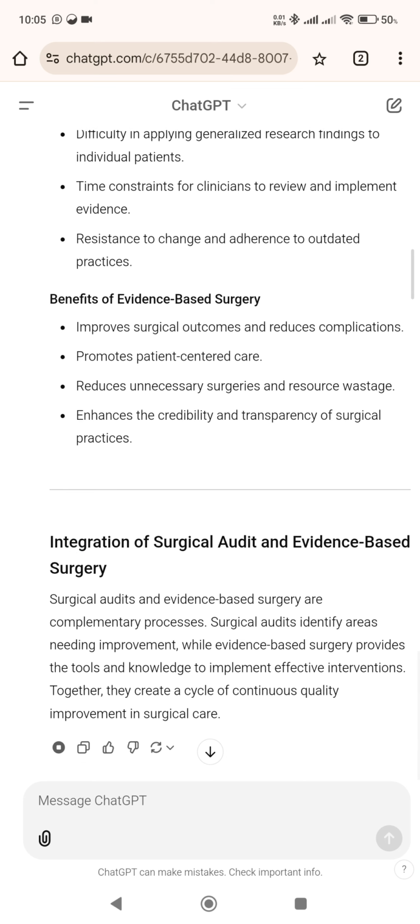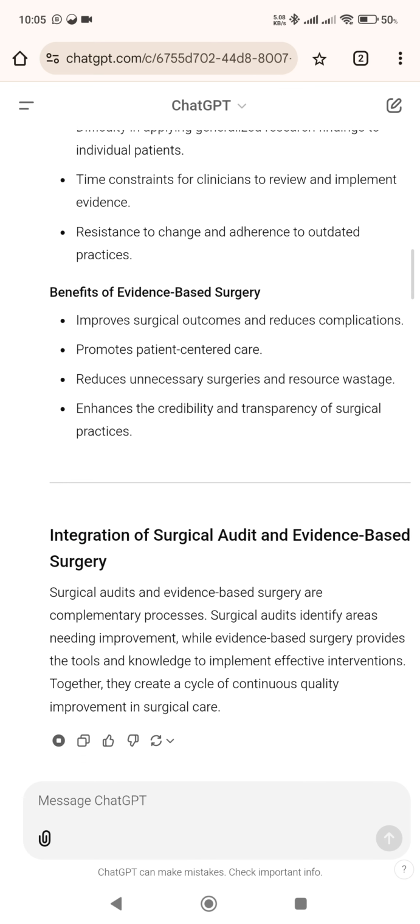Benefits of evidence-based surgery. Improves surgical outcomes and reduces complications. Promotes patient-centered care. Reduces unnecessary surgeries and resource wastage, enhances the credibility and transparency of surgical practices.